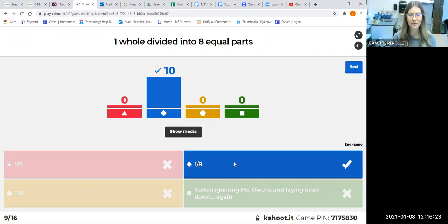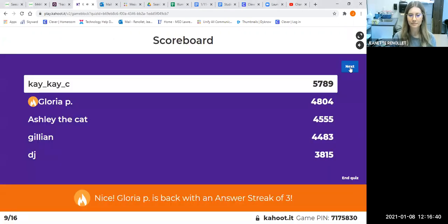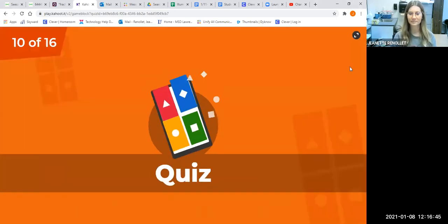Yes, awesome. One whole divided or partitioned into 8 equal parts. We know that would be represented with the fraction 1/8. No change to the scoreboard. Let's keep going.